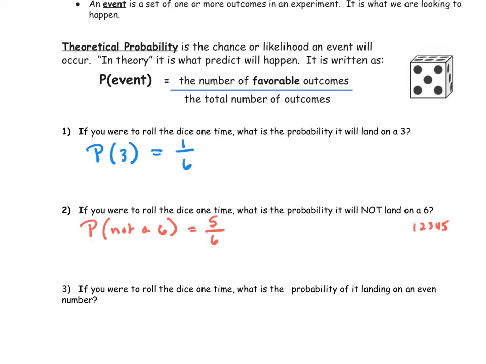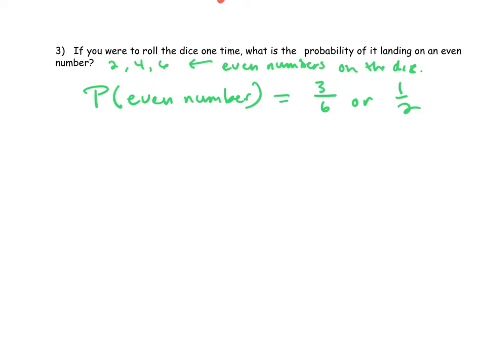So I'm going to let you look at number 3 and see if you can answer it. It says, if you were to roll a dice one time, what is the probability of landing on an even number? And those being 2, 4, 6, and 8. So pause it and write this, please. So the even numbers are 2, 4, and 6 on the die. Our event that we're looking at is even numbers. So we'd write probability of landing on an even number. And there's 3 even numbers out of 6 possible outcomes, and we'd reduce it to 1/2.